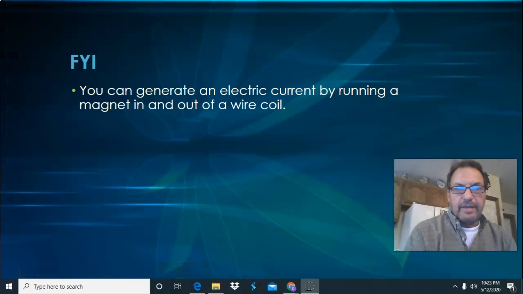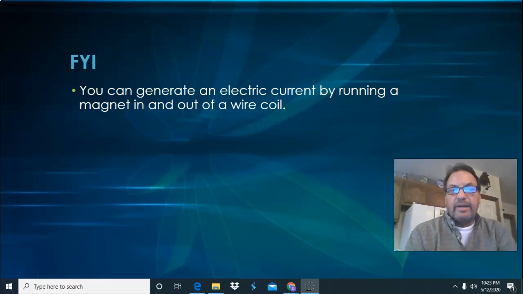One thing to remember is that you can generate an electric current by running a magnet in and out of a wire coil. You may have remembered that we used the slinky to show the wire being in a coil, and then if you had a magnet, like a bar magnet, as long as you can let it interact with the wire, the magnet going through it back and forth, that would create an electrical current. And that was what they were doing in the video when they were turning that part around with a magnetic field. They were doing the same thing in reverse.